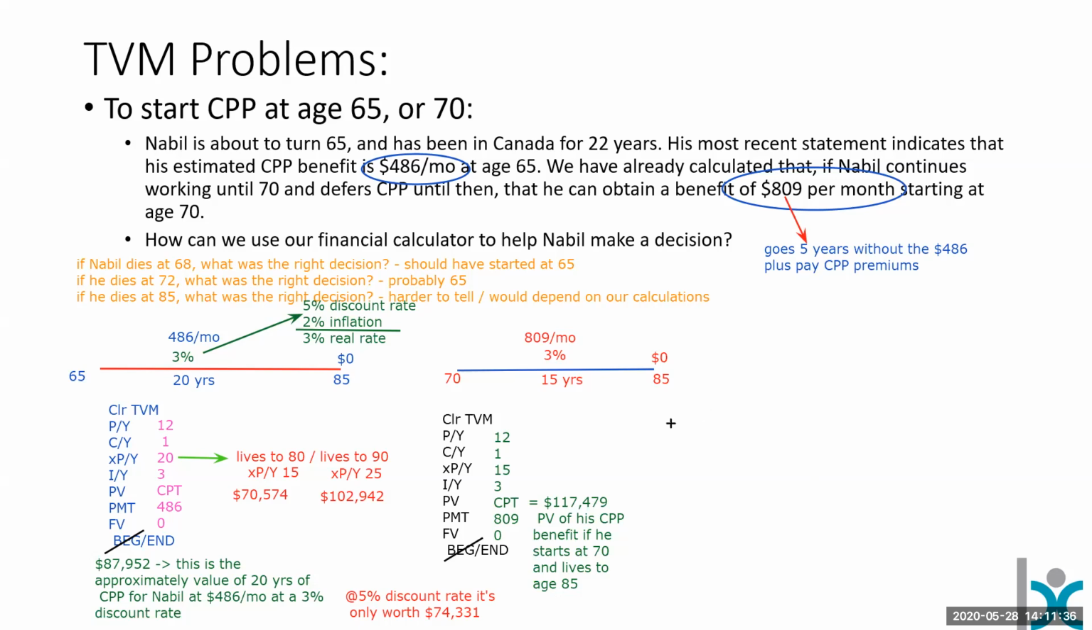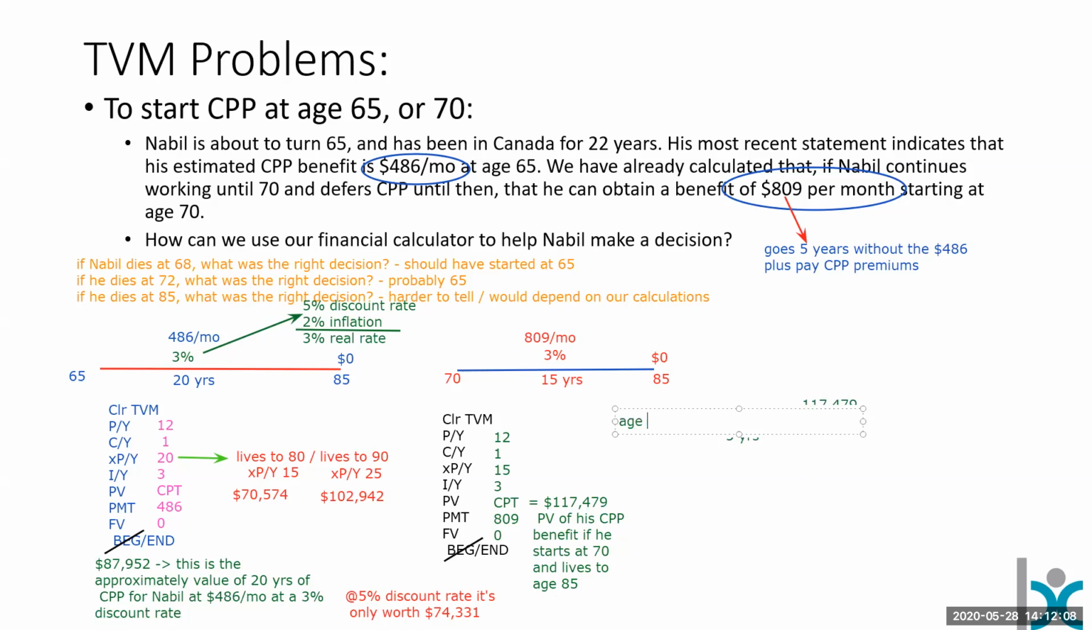So really what we want to do now is take that value at 70. So we know that his pension is worth $117,479 at age 70, but we know that over those next 5 years, he's going to have to continue participating in the Canada Pension Plan. Okay.